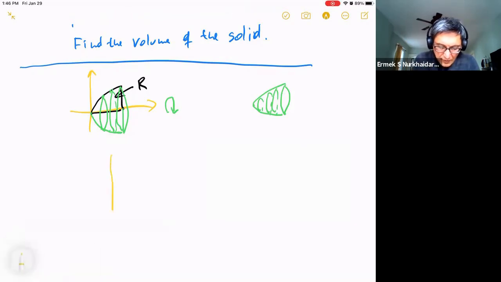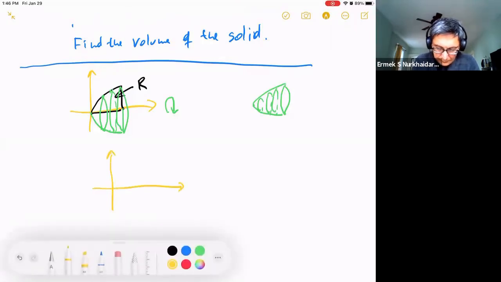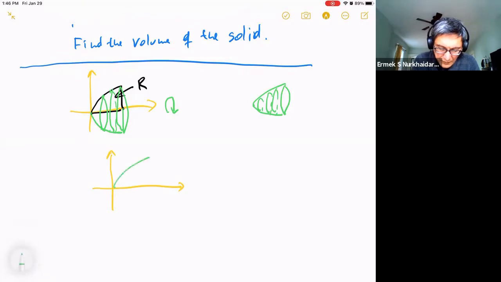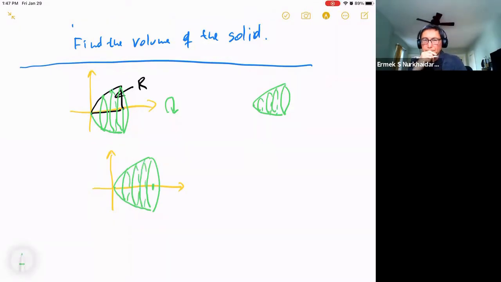Now I want to see my slices. So I'm going to slice along the x-axis. So we're going to have vertical slices. Slices are going to look something like this. Okay, I see circular slices. So this is going to help me figure out the area of the cross section.